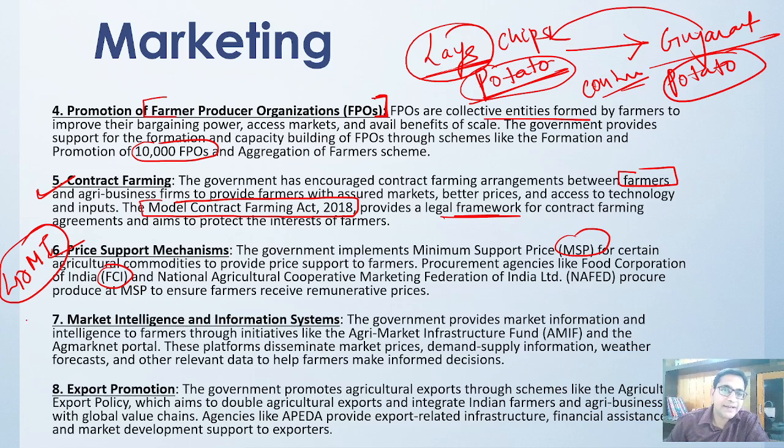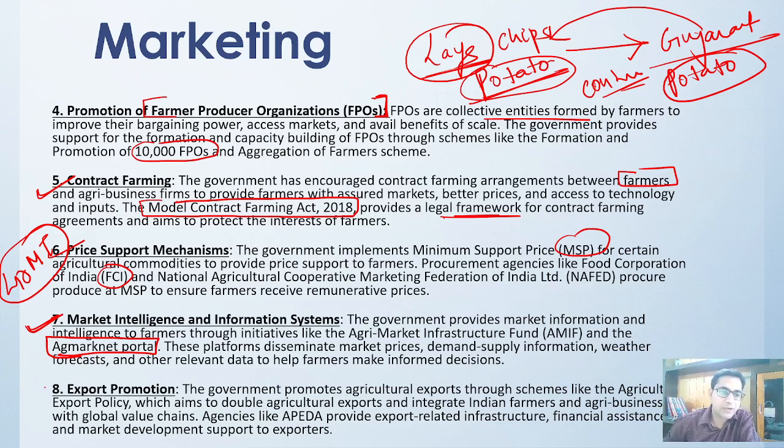Then market intelligence has to be improved in a proper way, so that there is proper price discovery and nobody gets cheated on the price. That is why the government has come up with the Agriculture Market Infrastructure Fund and the Agri Market portal, where every data will be uploaded. Based on market prices and on demand and supply, the portal will provide the farmer with proper information, so that the farmer can take an informed decision.